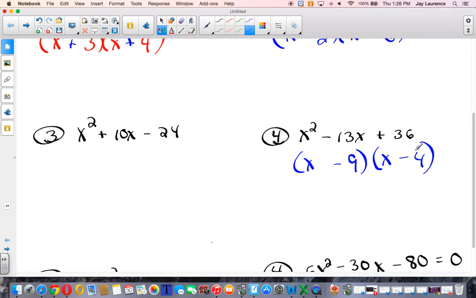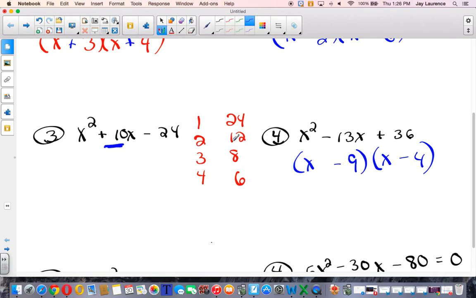Multiply those 2 together, I get 36. This gives me a negative 9x, negative 4x, negative 13x. I'm done. All right, now number 3, it's a little bit different when C's not positive. When C is positive, we add. When C is negative, we're going to subtract. So I'm going to go ahead and list the factors of 24: 2 and 12, 3 and 8, 4 and 6, and I think that's it. Now I need to subtract to get this number.